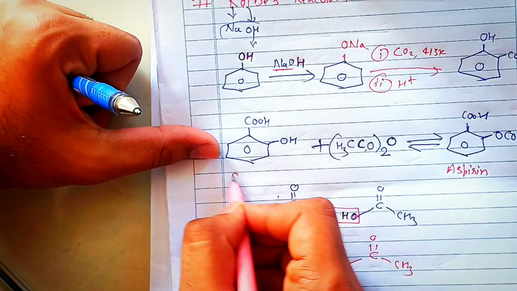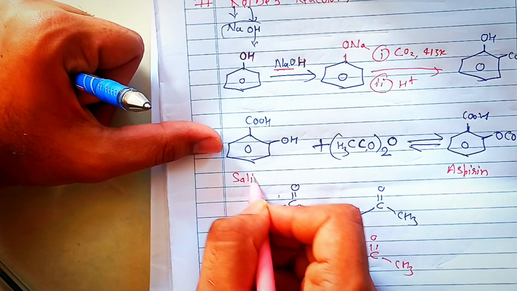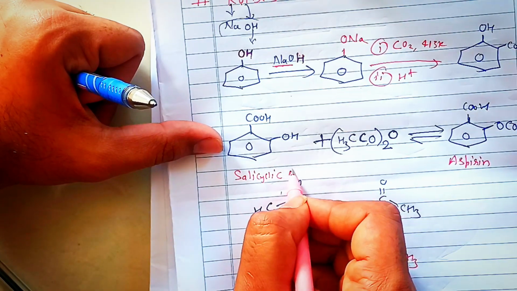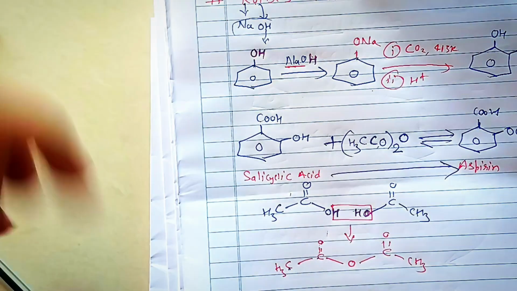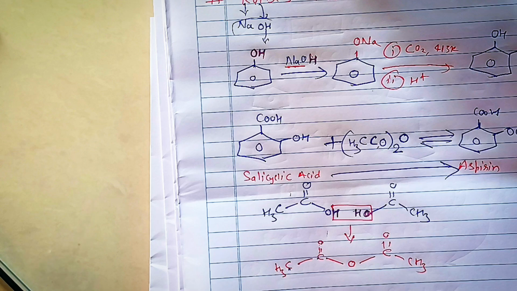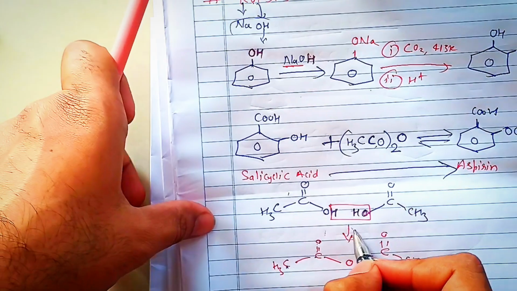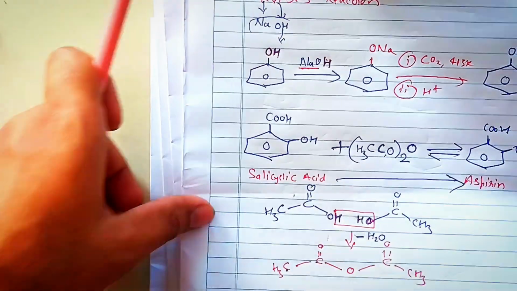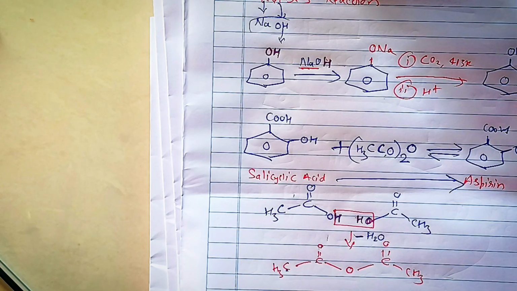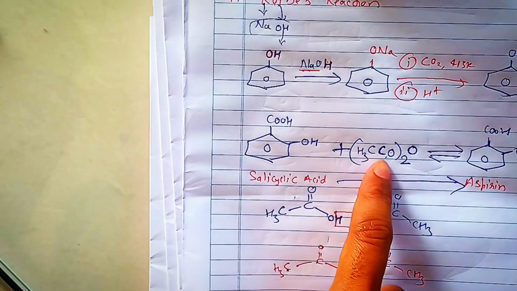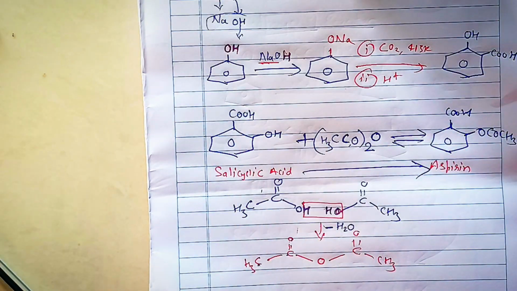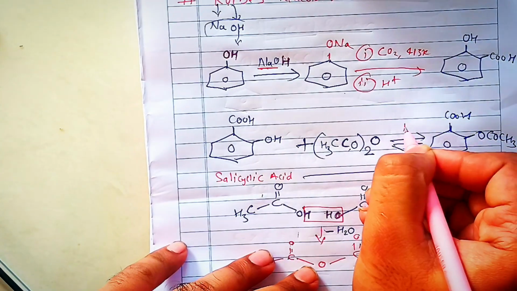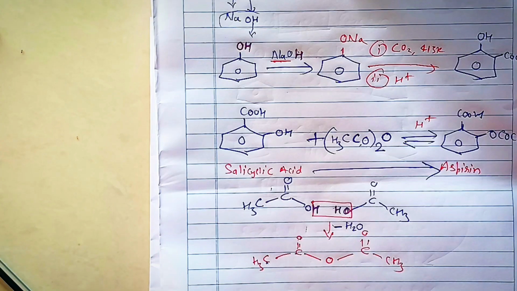okay? Then this is the salicylic acid, right? This salicylic acid can be easily converted to aspirin, okay? Using this, the removal of water will take place, hence this is acetic anhydride, right? This is acetic anhydride, and here there will be salicylic acid. This will be converted easily to aspirin, okay? Here hydration will be taking place, okay?